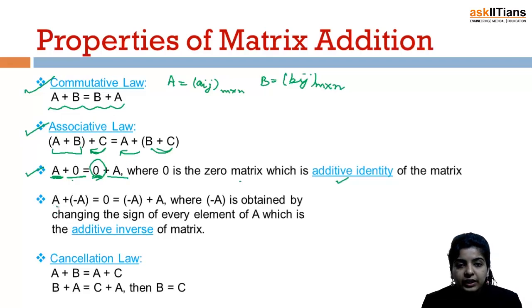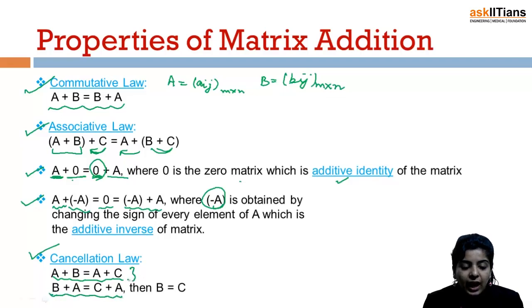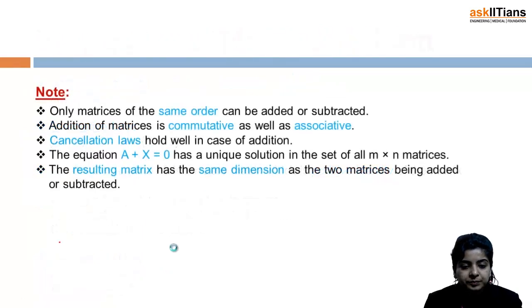Next we have is regarding additive inverse. So if we have a matrix A, then A plus minus A is equal to 0, which is the same as minus A plus A. Minus A is obviously when you negate each and every element of A, then you obtain minus A, right? So this was also simple. Last we have is the cancellation law, which says, suppose we have A plus B is equal to A plus C, and B plus A is equal to C plus A, then we'll have B is equal to C. That is by cancellation law.